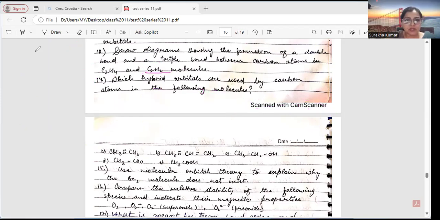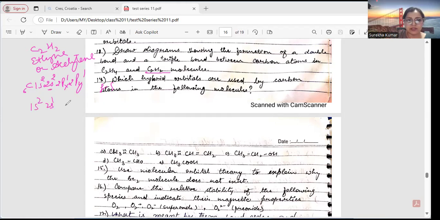So next is C2H2. C2H4 we have done. C2H2 is known as ethyne or acetylene, right? So carbon once again, the ground state. And in the excited state, one electron is shifted, giving 1s2, 2s1, 2px1, 2py1, and 2pz1.